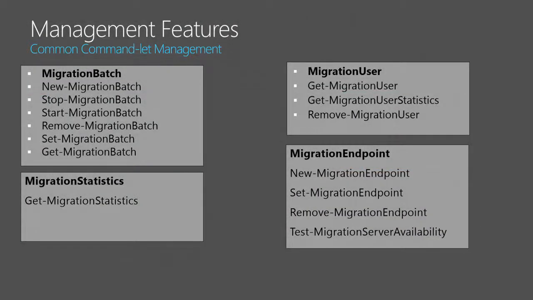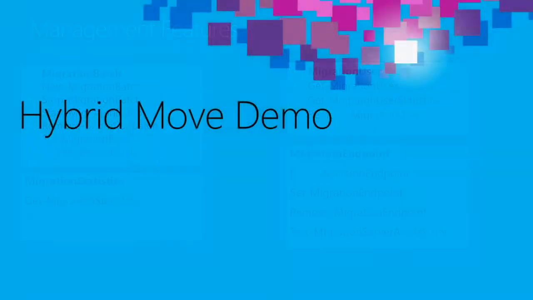Okay, so here are some of the commandlets that we have across the board for management of batches. There's a migration batch, new, start, stop, etc. There is also a migration user commandlet that looks at individual users in the batch. And then we have the migration endpoint, which represents the source environment. Later in the talk, Luke is going to demonstrate how to use many of these things and use it to investigate failures. So I'm going to skip talking a little bit more about these.